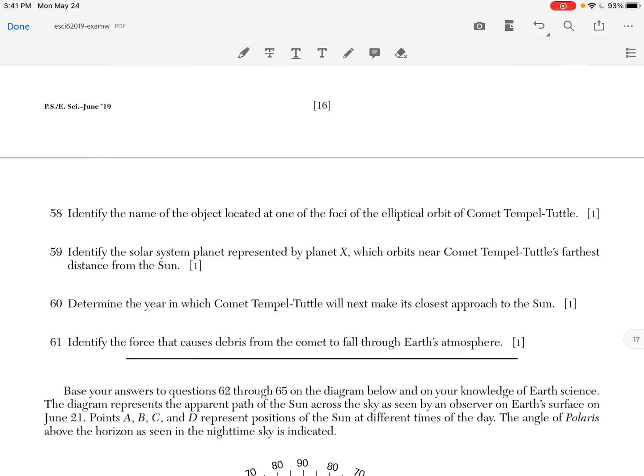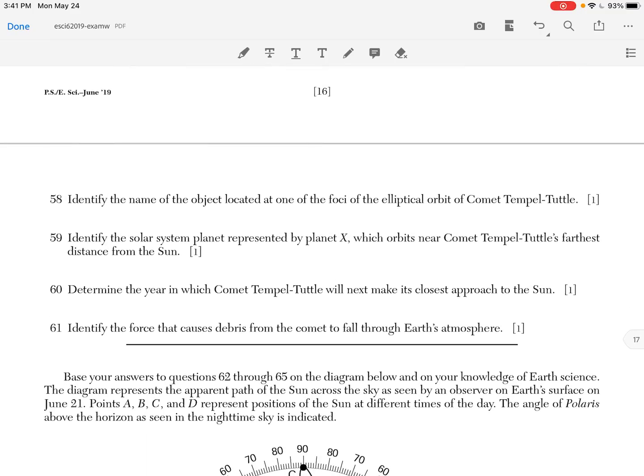Now let's take a look at some of the questions. Question number 58: identify the name of the object located at one of the foci of the elliptical orbit of comet Tempel-Tuttle. Well, I kind of gave you the answer to that. Remember, always, one of the foci is the sun, because it's orbiting the sun. So that's the answer to number 58. That's just something you're going to have to know.